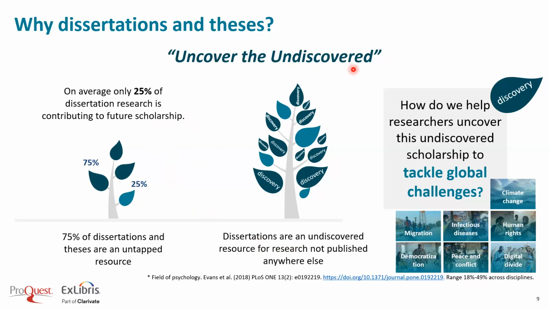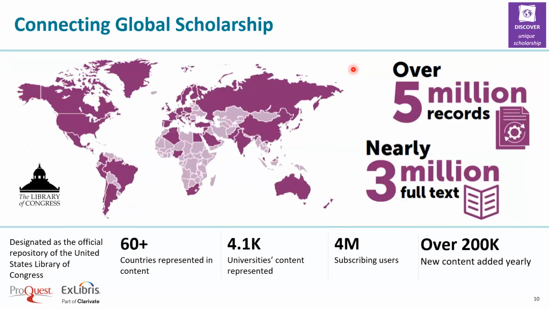Okay, so that is what we're going to see. What do you find in this platform? 5 million records of dissertations and theses, which include abstracts as well as full text. But you have more than 3 million in full text that supports your research, to have access to the full information.